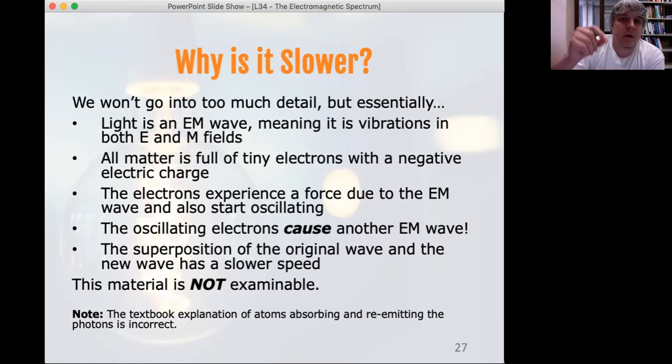And the oscillating force is going to cause the electron to oscillate, but an oscillating electron, we already saw, causes an electromagnetic wave. Right? And so now we've got two different electromagnetic waves in the same space, and that's just superposition, that's interference. And so the electron wave and the original wave interfere with each other, and the new wave has a slower speed. Right? That's all that's causing this change in speed of light through a material. As I said, not examinable, but certainly accessible for you at this stage in the course.